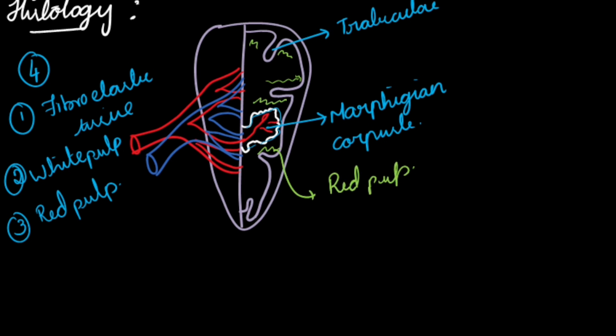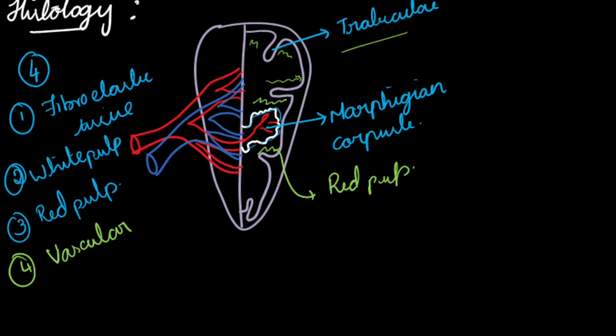In the red pulp, we can see a collection of cells: all types of lymphocytes, all types of blood cells like RBC, WBC and platelets, and also the free and fixed macrophages. And finally, the fourth component is the vascular system, which traverses the organ and permeates it thoroughly.